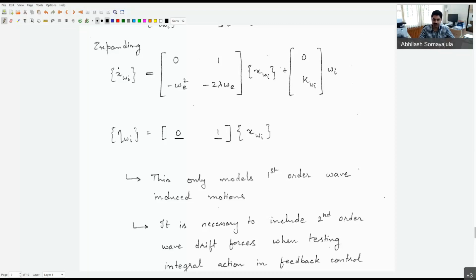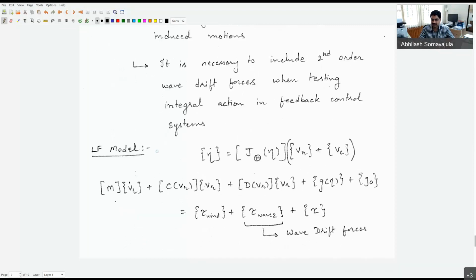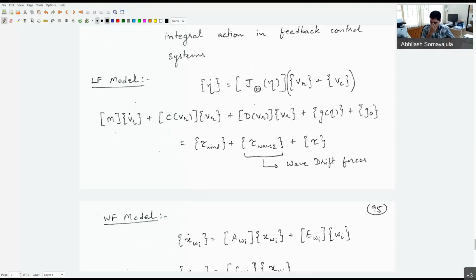What we do therefore is combine everything together into a so-called composite model, where we have one model for the low frequency, one model for the wave frequency, which we just discussed, and another model for the second order drift forces, to model them in a slowly varying manner. So let's look at that model. The low frequency model is the one we are already familiar with. These are the maneuvering models which we talked about in our classes.